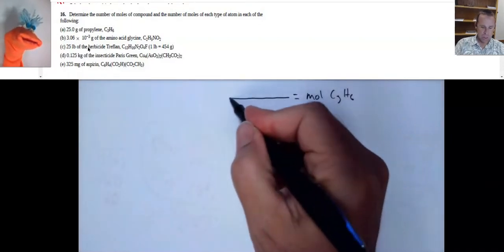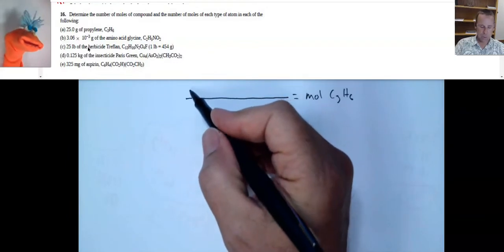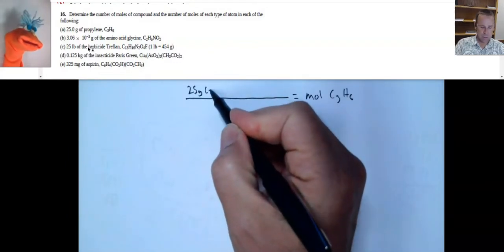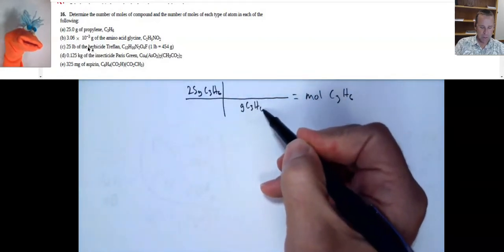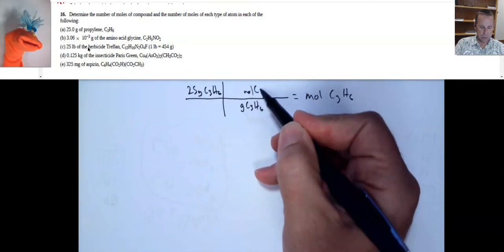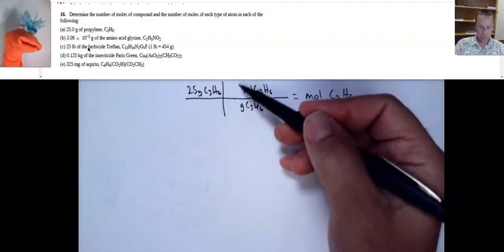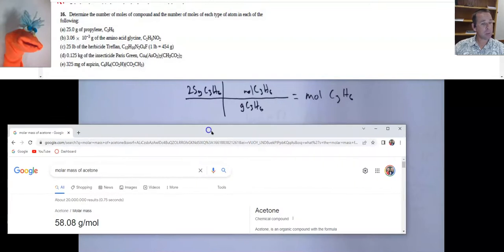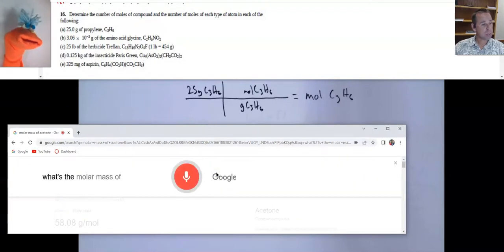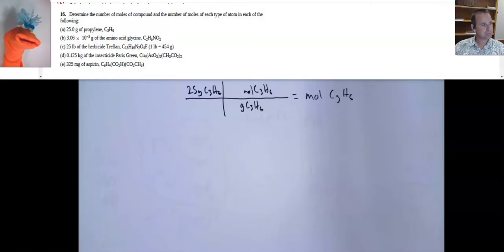So to do this, I start with what they gave me. What did they give me? 25 grams of the C3H6. And then I want to go from grams of C3H6 to moles of C3H6. I knew I wanted to do that because I'm wondering how many moles. I can find out how many grams per mole by adding them up, or by asking what's the molar mass of propylene? The molar mass of propene is 42.08 grams per mole.